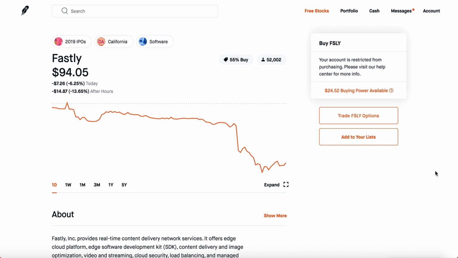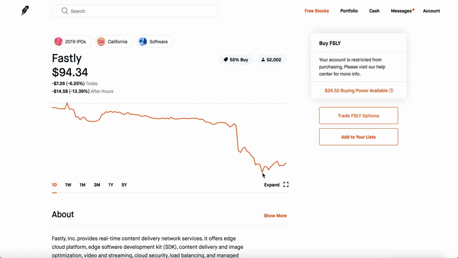So let's talk about why is Fsly down so much after hours. FSLY. This is probably one of the hottest tech stocks out there. But guess what? It went from literally $116. It drilled all the way into $108 after hours. Boom. Earnings. It dropped to $94 right now.